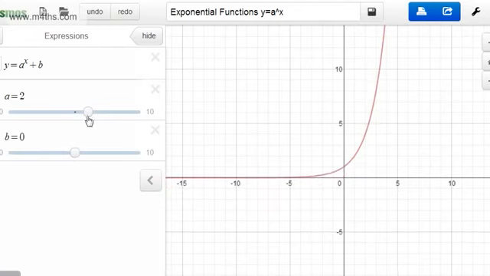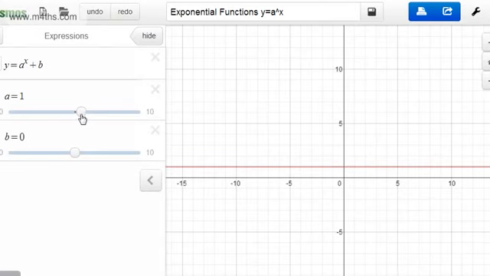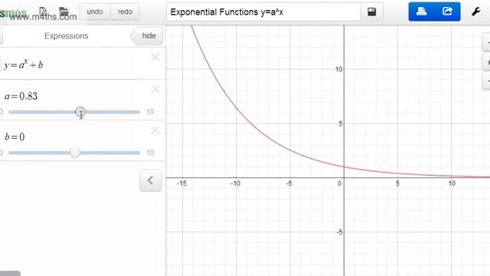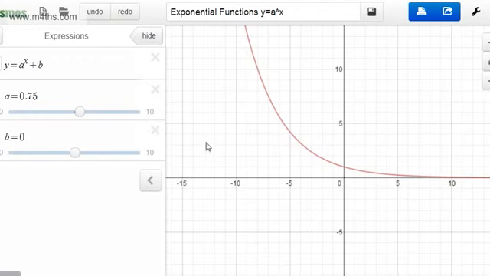So if we go back, what we're now going to do is look at values of a that are between 0 and 1. If I move this back, we can see that I'm taking this down. So this is 3/4 to the x. We can see again it goes through 0, 1, and we're going to get very small as x gets very large. As we take this value back, we can see this is going to get steeper and steeper. If we put it there, that is pretty much 1/3 to the x.